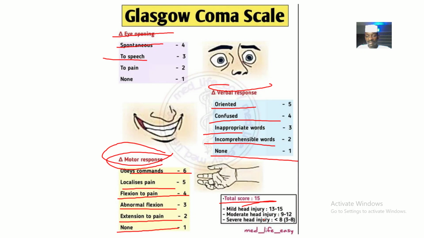If this patient is scoring 13 to 15, you know they have just a mild head injury. If the score is between 9 and 12, the head injury is graded moderate. And if their score is less than 8, maybe 3 to 8, that means they had a severe head injury and it affected many regions of their brain. So they can't do the eye opening properly, the verbal response properly, and they can't obey motor commands either.